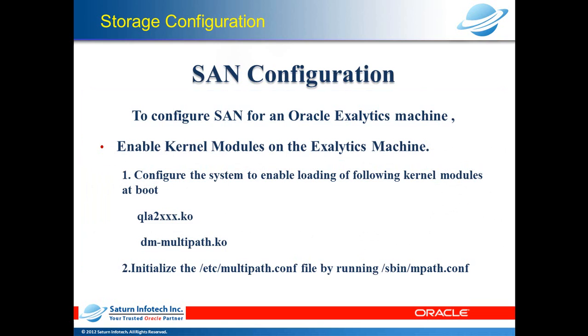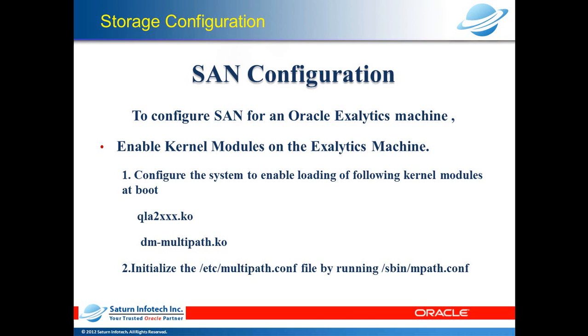How will you do SAN configuration? So there are typical steps that need to be followed. The first step is to enable kernel modules on the Exalytics machine. So configure the system in such a way that when it loads, the following kernel modules get loaded at boot, and you can see them as mentioned in the slides, which are qla2xxx.ko and dm-multipath.ko.